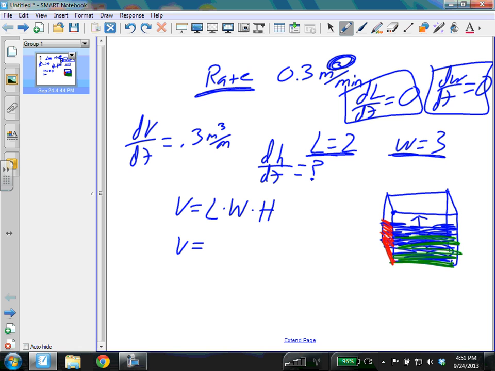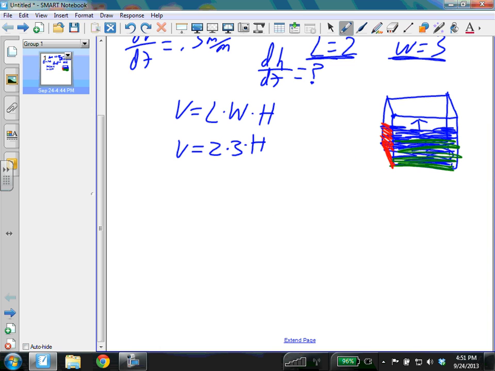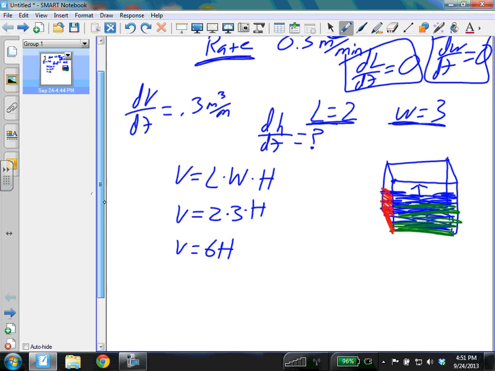So volume is equal to length, which is 2, times width, which is 3, times height. So volume is equal to 6h in this case. The volume of the amount of water that the tank is holding at any given time is 6 times whatever the height of the water is.